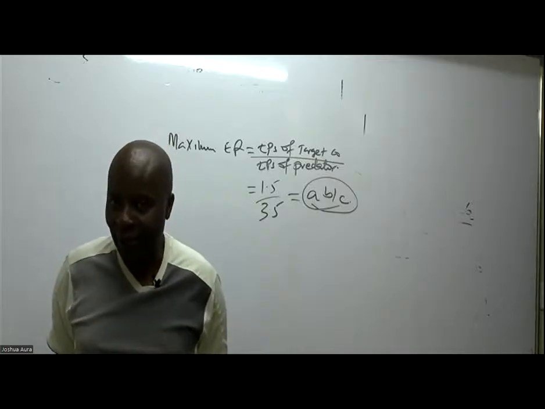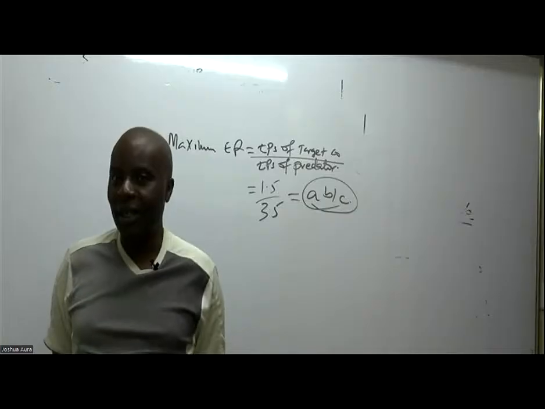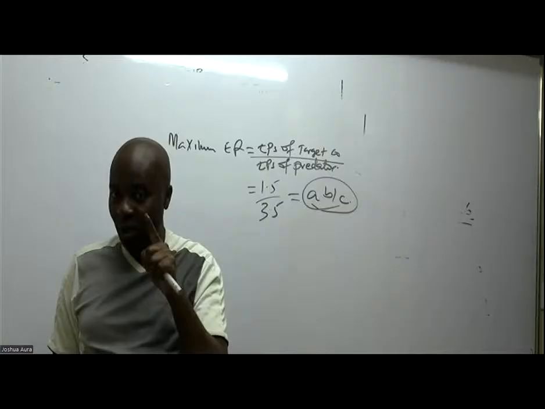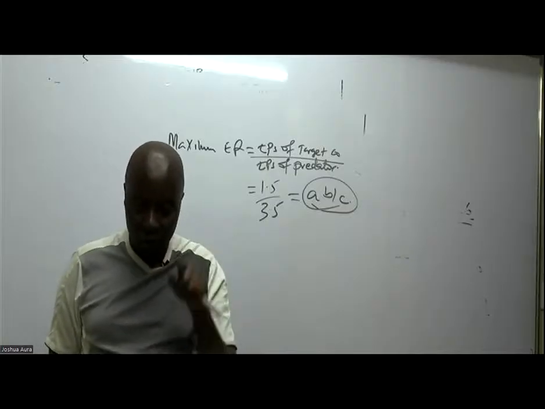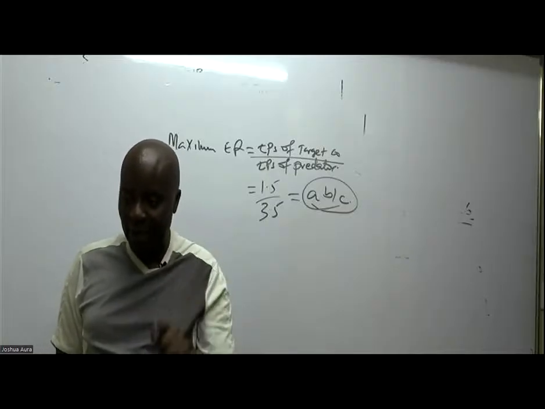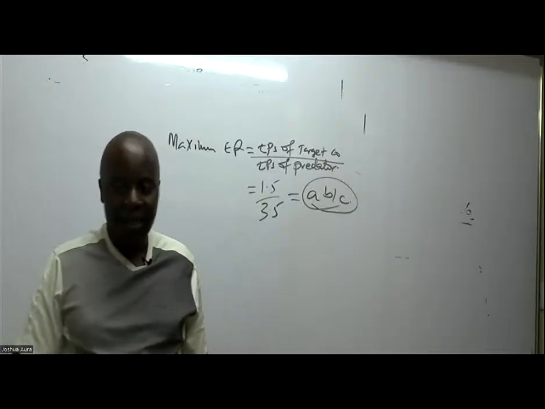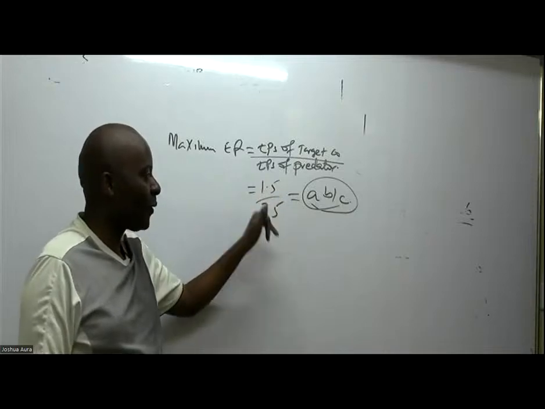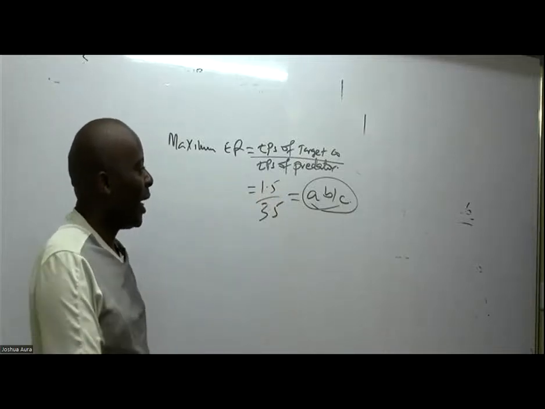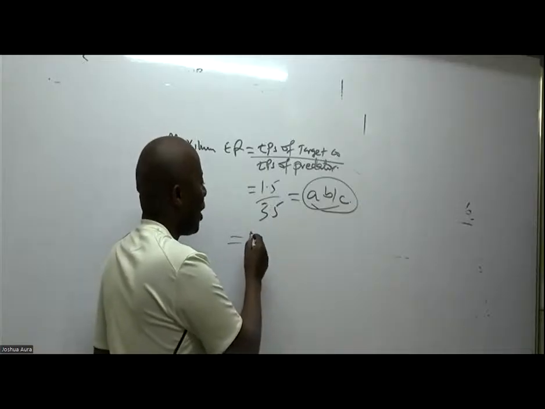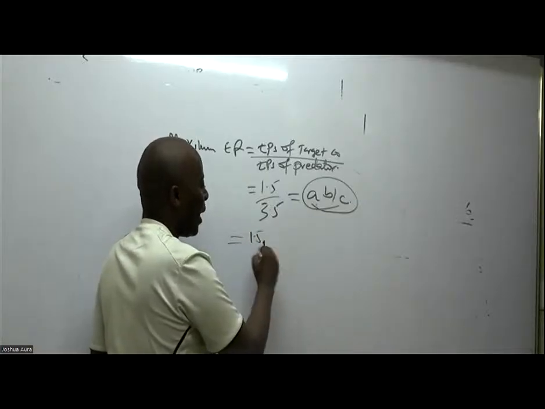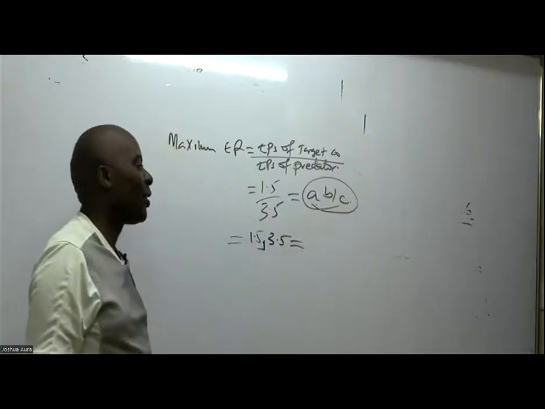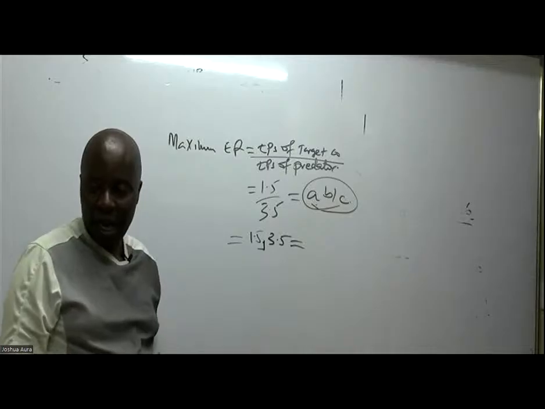This is a machine, garbage in, garbage out. Make sure you punch it very well. 1.5 over 3.5 equals, and then ABC. There is this button called ABC. You can even enter 1.5 over 3.5 directly and see whether your calculator will give you 3/7.